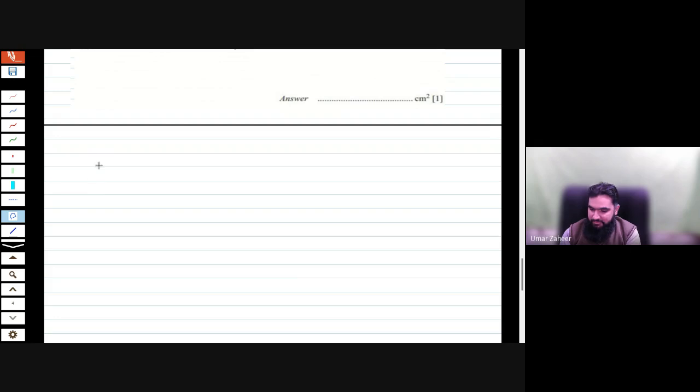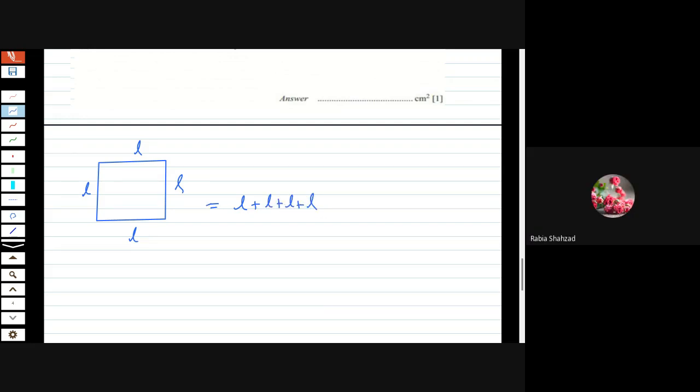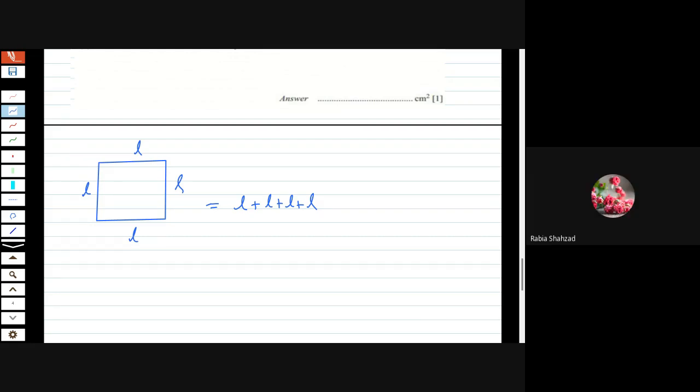It is a square, right? Yes, sir. And we need to find the perimeter. And what is perimeter? The sum of all sides, right? Yeah. Length plus length plus length. Yes, sir. So it is a case of multiplication. So, sir, we can also write it like 4 times L, so it will be multiplication.